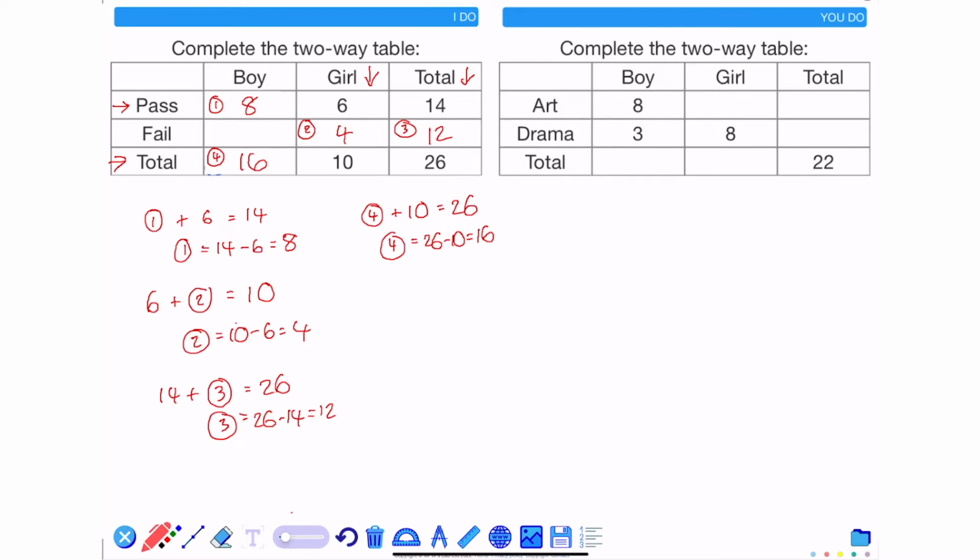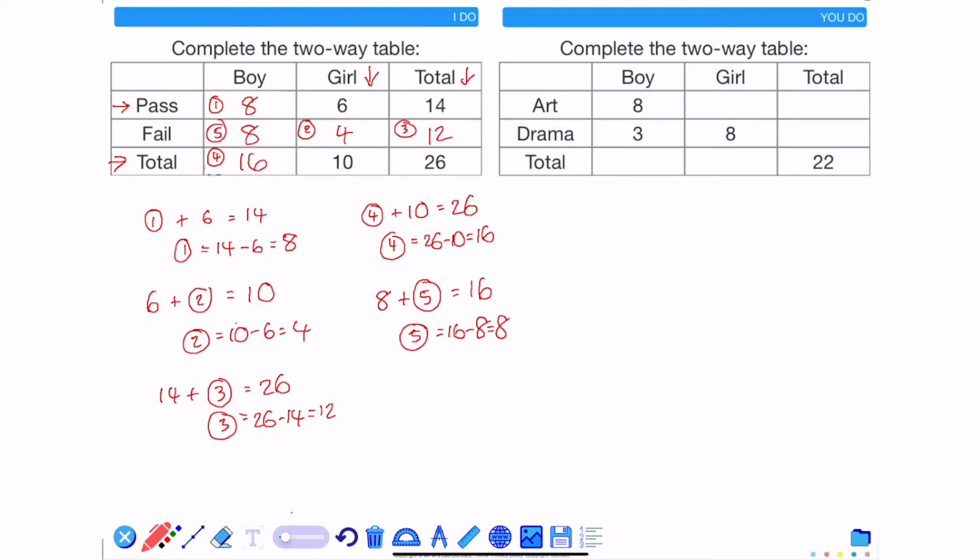So if I now know that there were 8 boys that passed, and I need to work out how many failed, knowing that there were 16 altogether, that means that missing point number 5 would be 16 minus 8, which is 8.